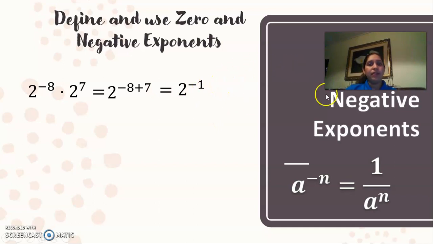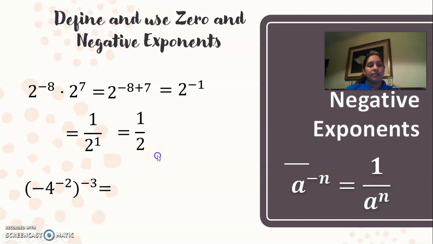But can I simplify this one more? Yes, I can. I apply my property that now I'm going to move it to my denominator. So I'm going to have 1 over 2 raised to the power of 1. But do I need to have my 2 raised to the power of 1? No, I need to simplify it. And how much is 2 raised to the power of 1? It is 2. So my answer is 1 over 2, or one half.